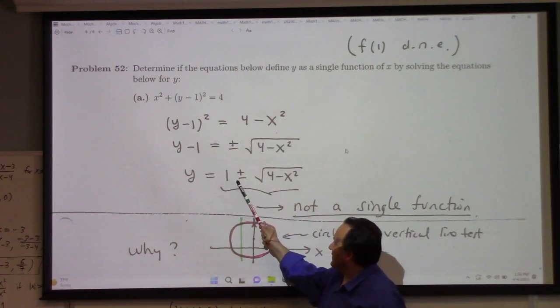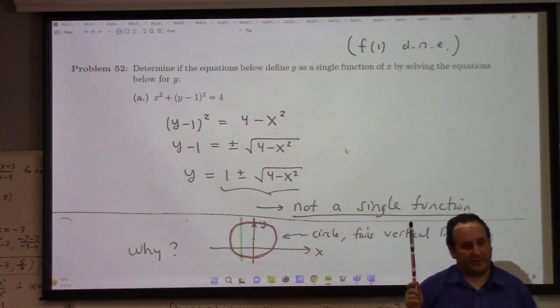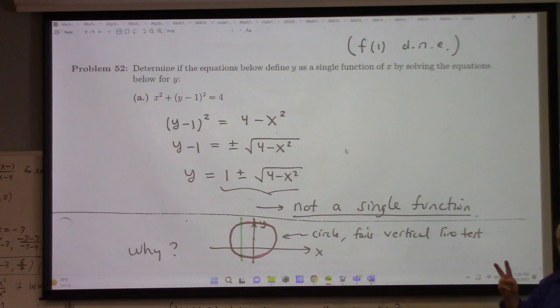So I get y is equal to 1 plus or minus the square root of 4 minus x squared, which means that there's not a single function of x, but rather two functions of x, so that's not a function, because a function has to be single valued. You're saddled with a plus or minus as you solve the equation, so you're stuck with not a function.